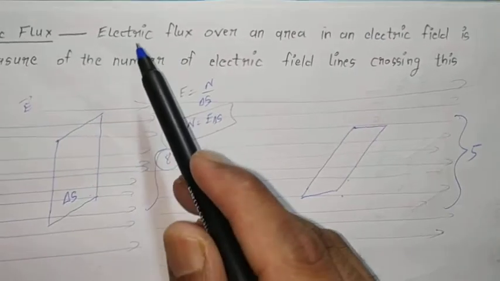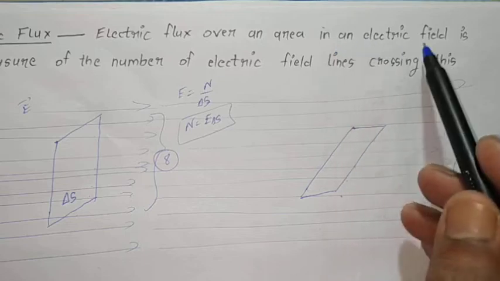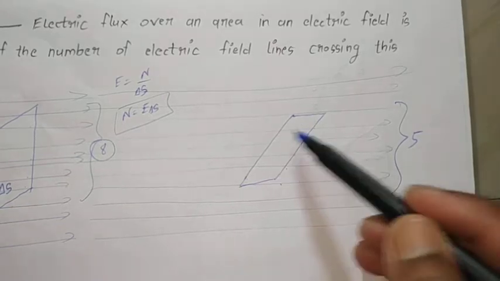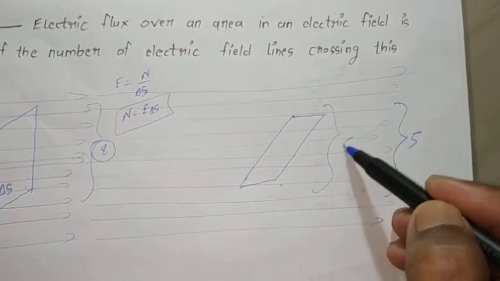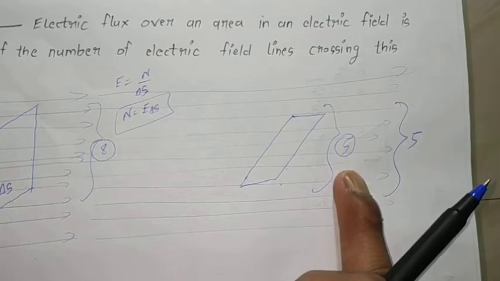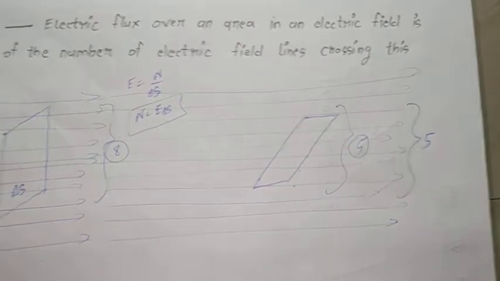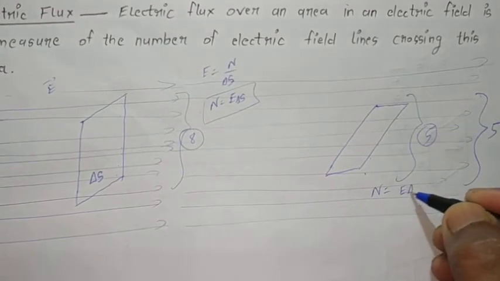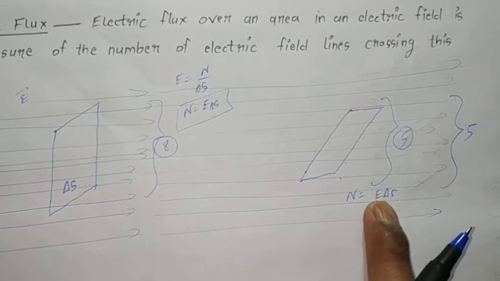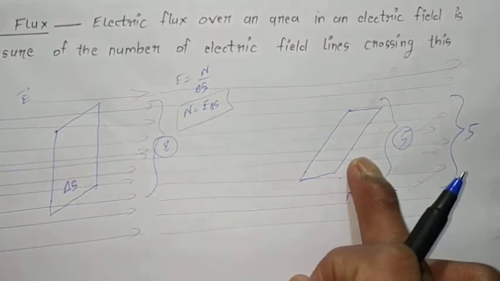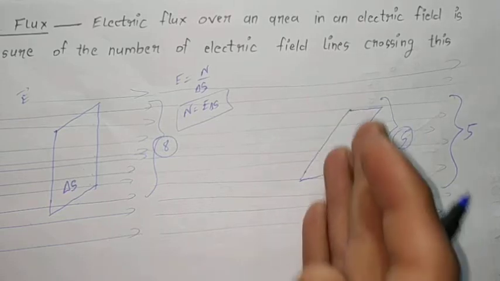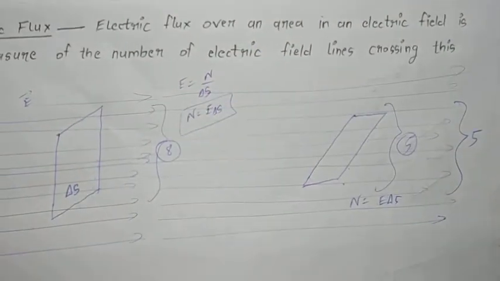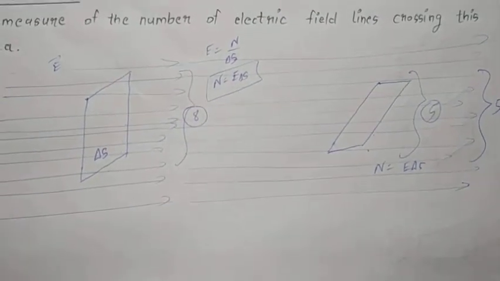So again, read the definition. Electric flux over an area in an electric field is a measure of the number of electric field lines crossing this area. So now for this area, the number of electric field lines is only 5. So the electric field lines reduced. In mathematics, we can again write the number of electric field lines as E into delta S, but this time not the complete delta S, there is some reduction. So we have to measure the role of this tilt, this angle also. So we have to make some mathematical arrangement for this.